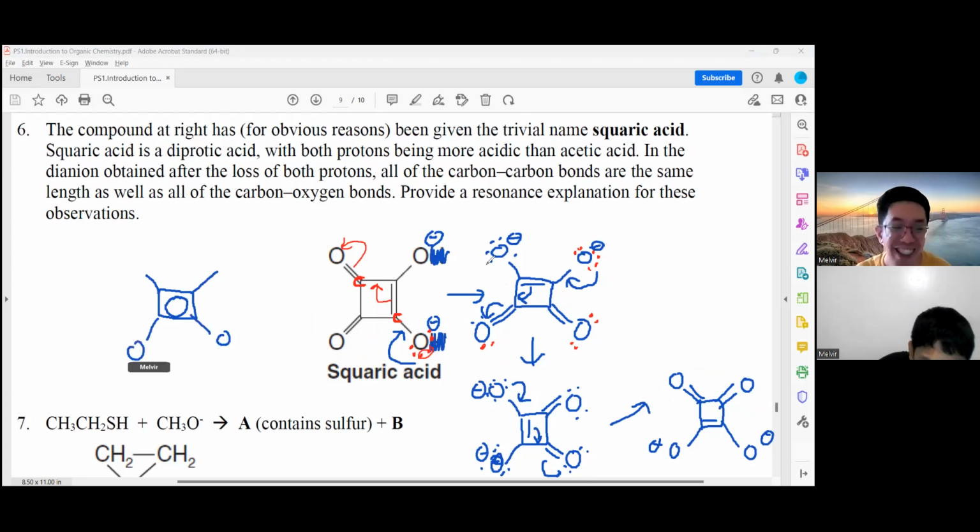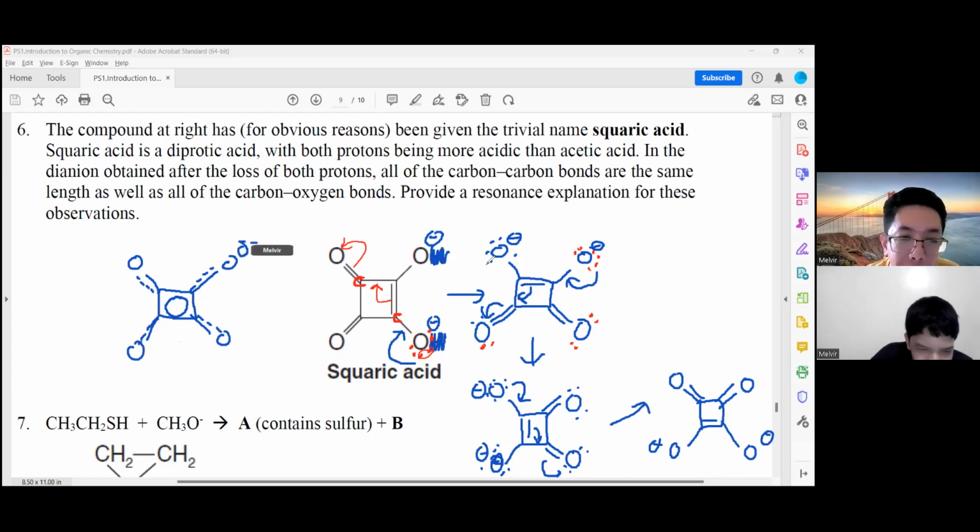Ginawang benzene. Pero pwede naman. Tapos tig ilang lone pairs yung mga oxygen mo?